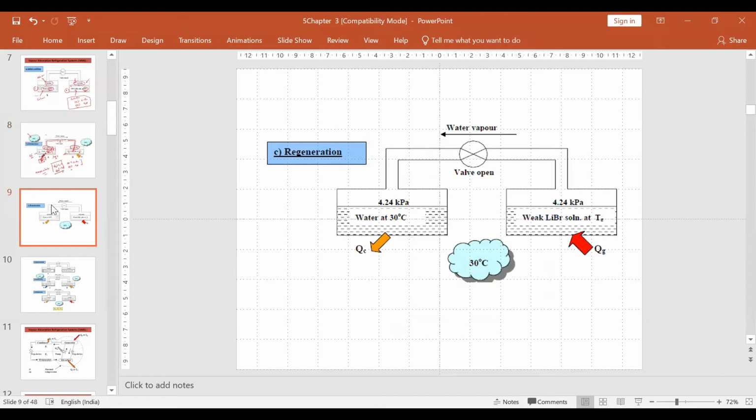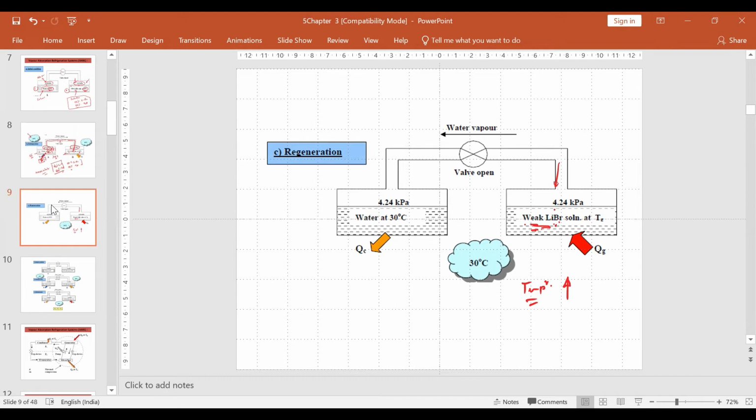Now what happened? As we are adding the water vapor here, in the previous case, it becomes a weak lithium bromide solution. Weak lithium bromide solution means what? What is the meaning? It means that the temperature of this solution now decreases.